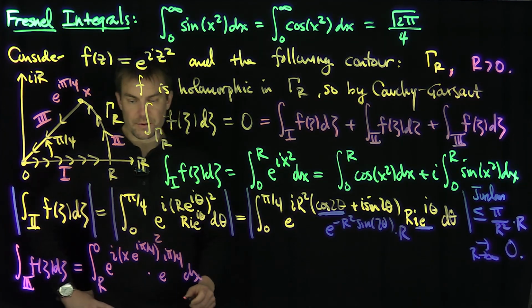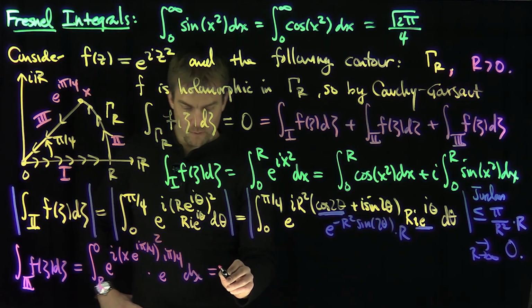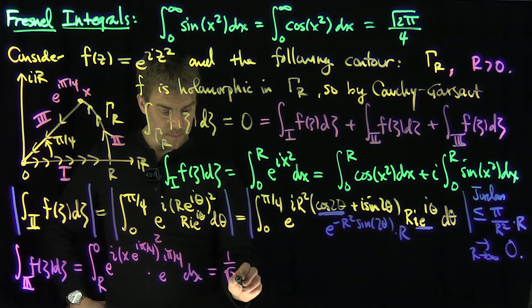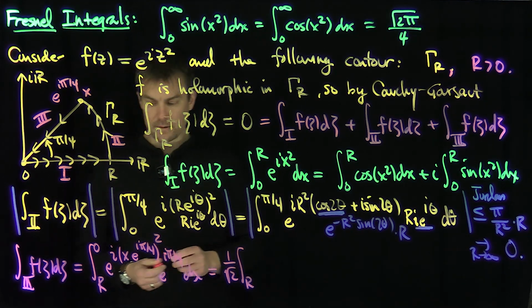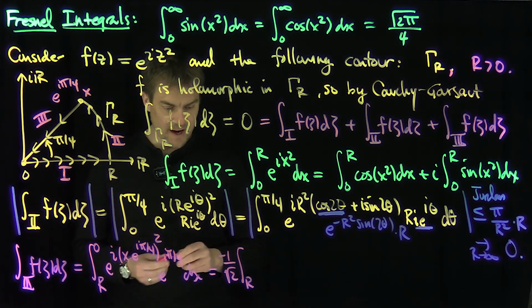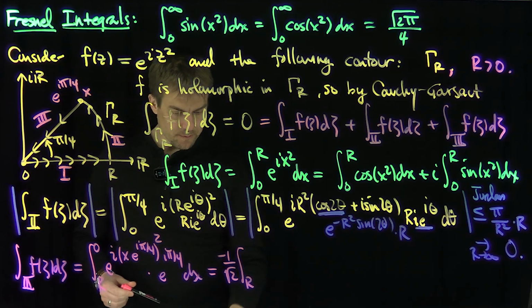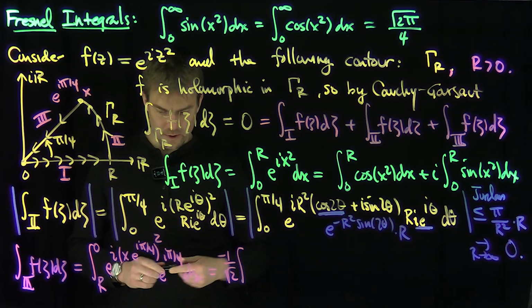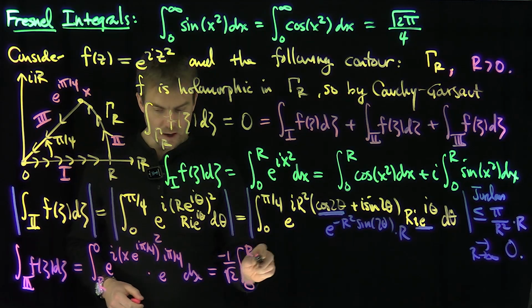But what's this going to simplify to? This is going to be 1 over the square root of 2, integral from r to 0. Let's make this negative, and then I'll flip the limits of integration. Okay, so that's going to be negative. Flip the limits of integration now. You're going to go from 0 to r.